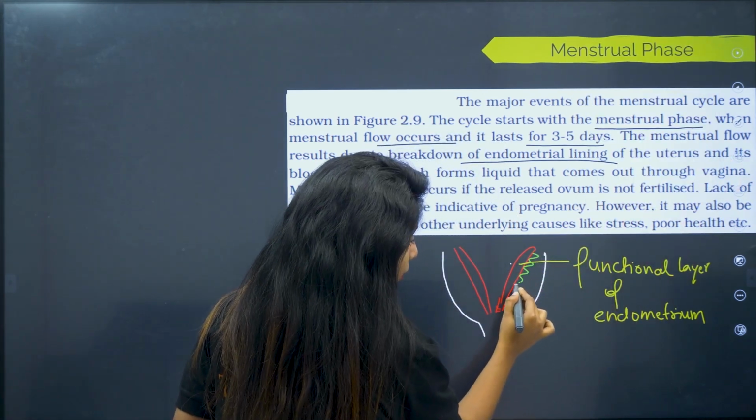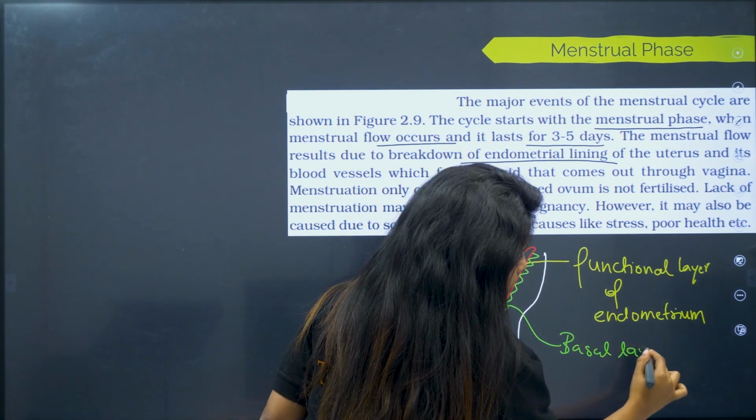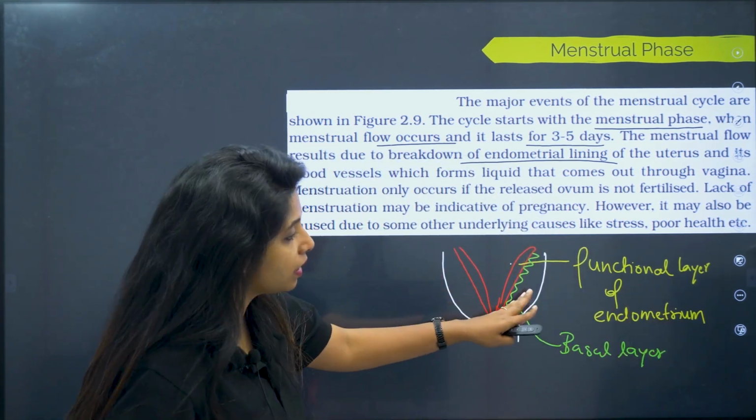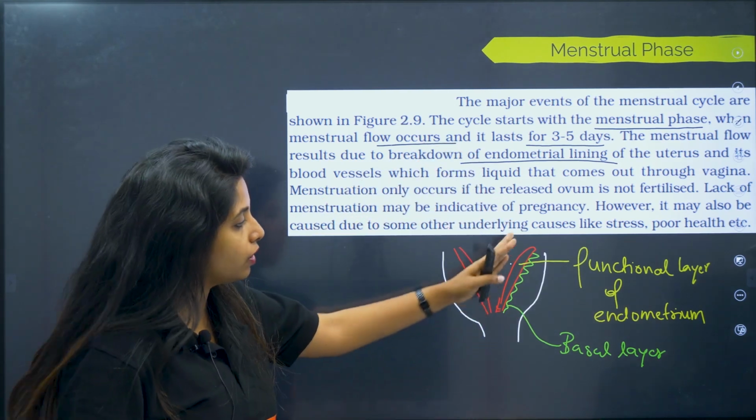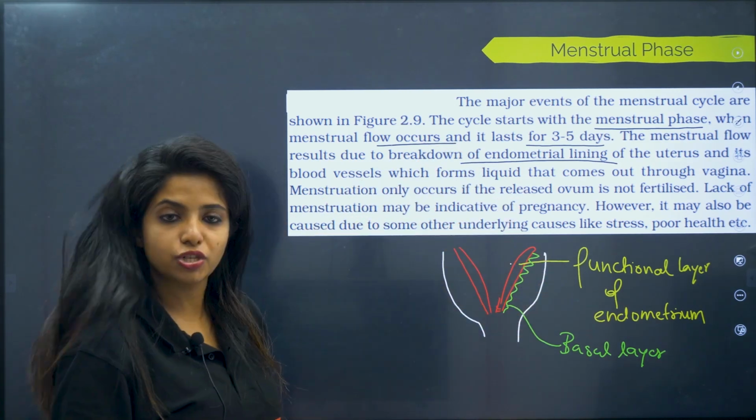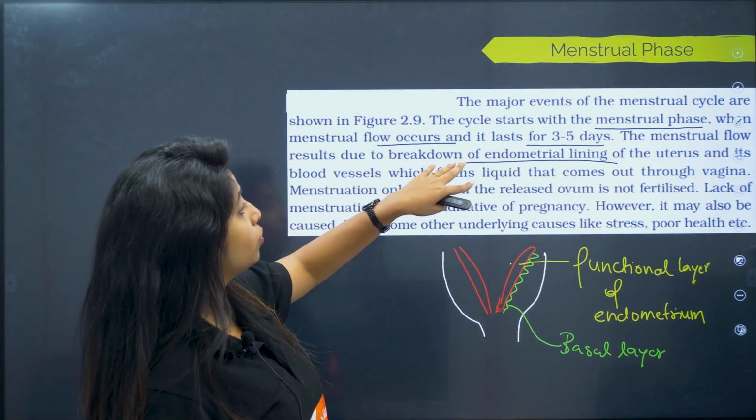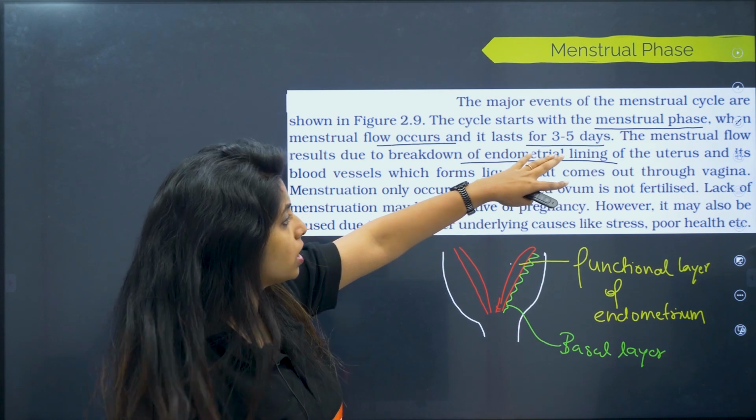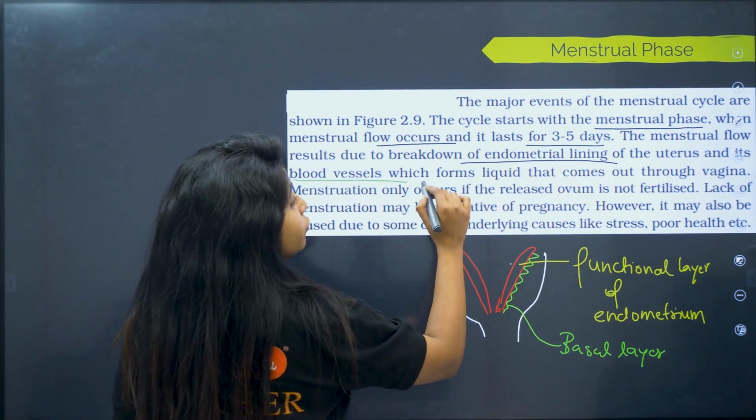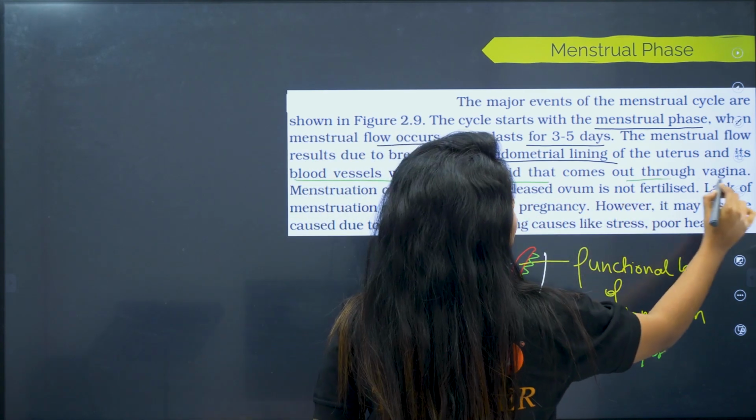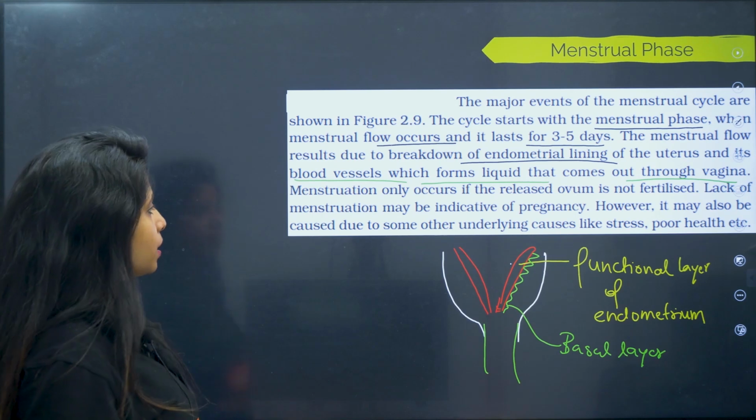Below this, there is one more layer of the endometrium, which is known as the basal layer. The basal layer is the one that helps in the formation of the functional layer, and the functional layer is the one that always shuts down. The basal remains there, the functional shuts down. So menstrual flow results due to breakdown of endometrial lining of the uterus and its blood vessels, which forms liquid that comes out through the vagina. So from there everything will be coming out.